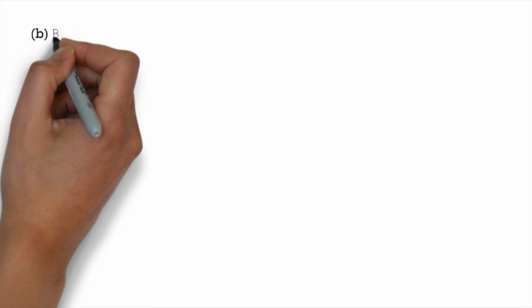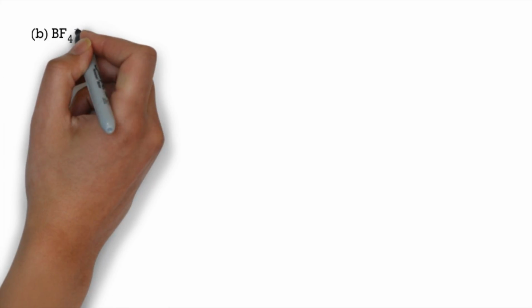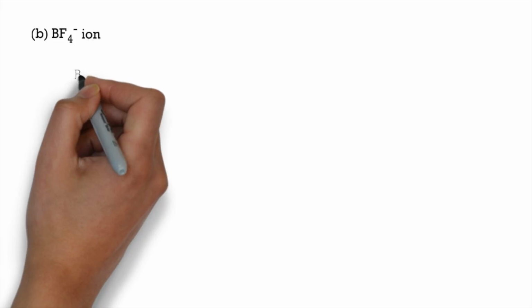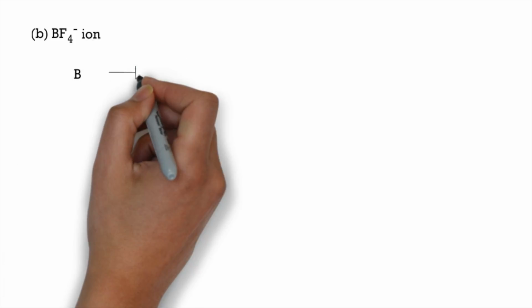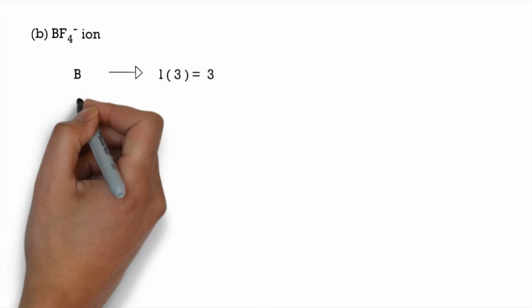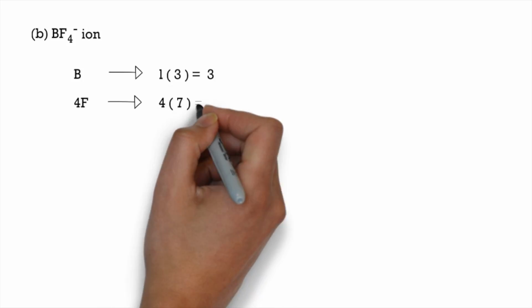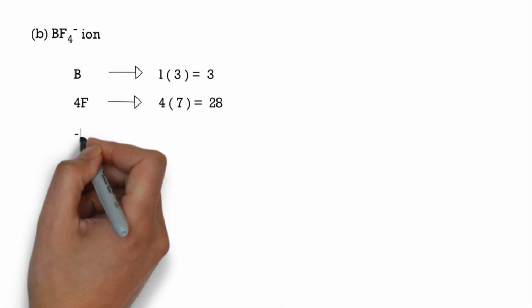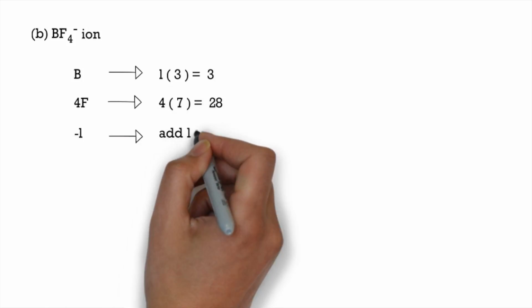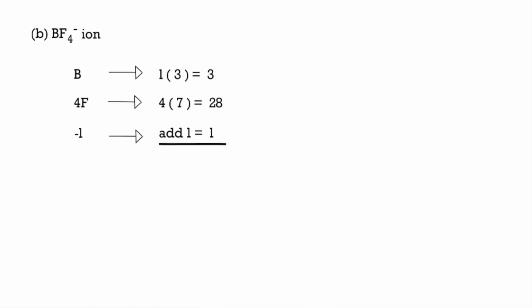Part B, BF4 minus, we have 1 boron. A boron has 3 electrons, so it's a total of 3. We have 4 fluorine atoms. Each fluorine has 7 electrons, so that's a total of 28. And then we have a minus charge that we have to add in as 1. So the total there is 3 plus 28 plus 1, which is 32 electrons.